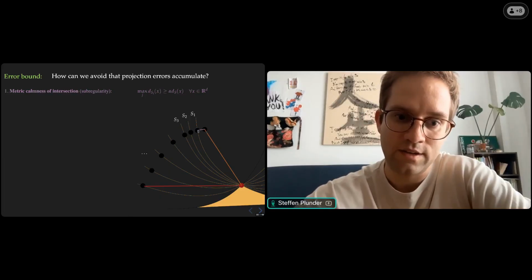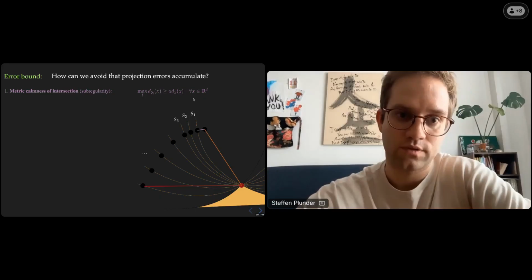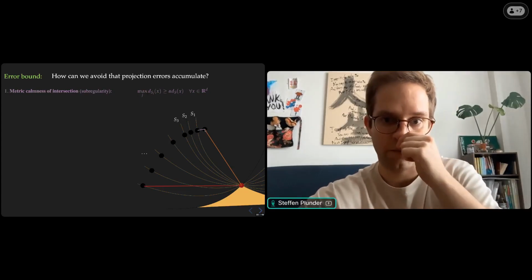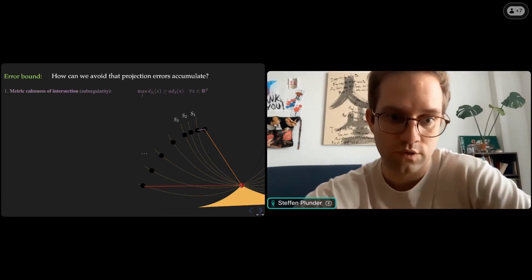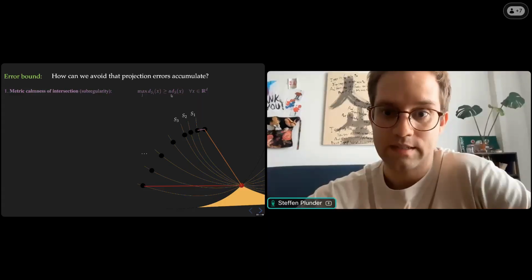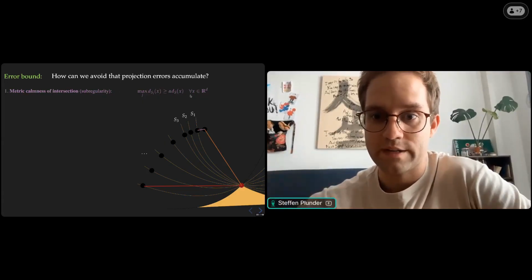Only if I'm very close to the next constraint can I move far away from my true projection. Metric calmness is a bound for this distance to the closest constraint compared to the distance to the true one. This is satisfied for contact dynamics, which we can prove. So we have this condition for our application.